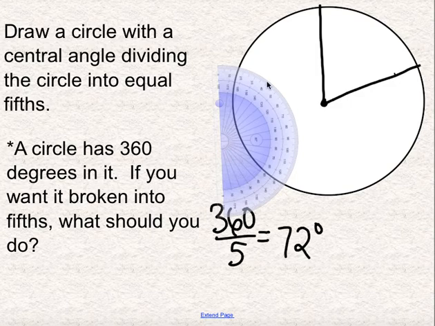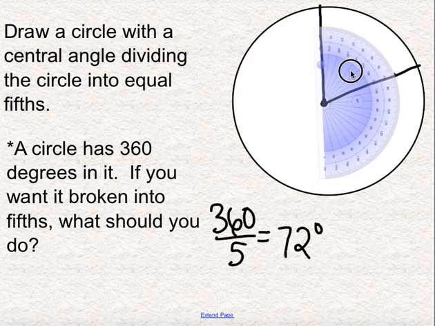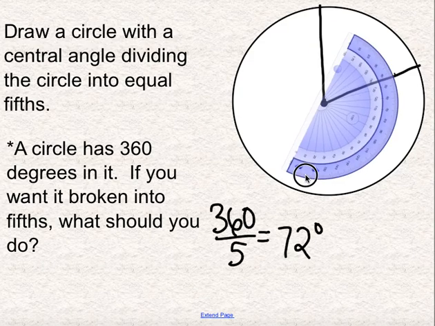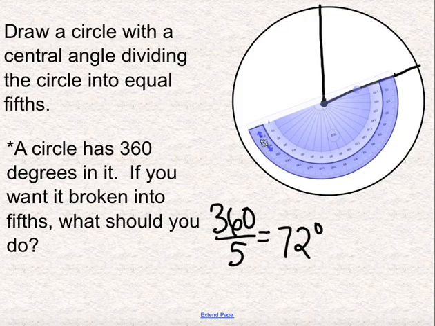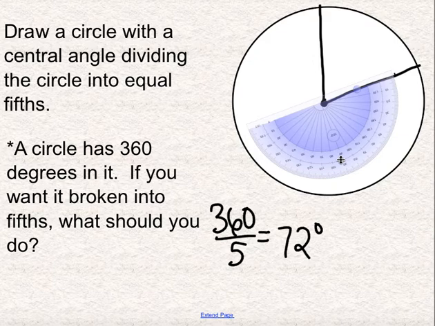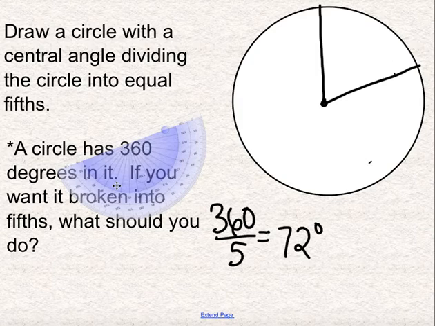And then we do it again. Line up my protractor with my dot. Rotate my protractor so it's in line. And from 0 to 72: 0, 10, 20, 30, 40, 50, 60, 72 is going to be about there. Move my protractor and draw a line. We continue this all the way around and we will get perfect fifths of our circle. Line the center dot up, line up the line, and then find your degrees, 0 to whatever you're looking for, in this case 72.